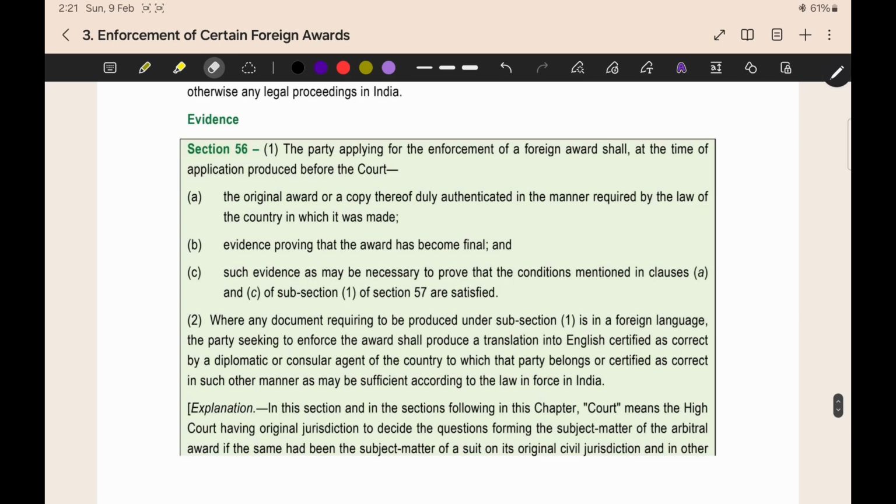The next thing is the evidence section. Same like the New York Convention, here also we need evidence to prove that it is a foreign award. For enforcement, we have to give the court the evidence. What are all the evidence? Original award or duly certified copy, evidence proving that the award is final, and such other evidence as may be necessary. And where any document required to be produced is in a foreign language, you should give a translation.